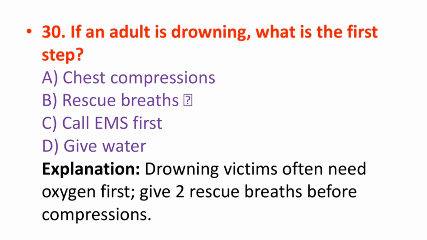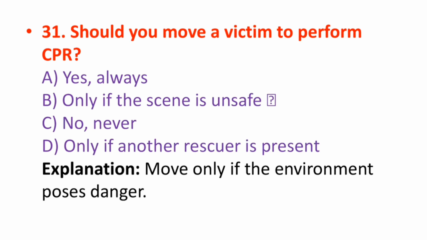If an adult is drowning, what is the first step? Option A, chest compressions. Option B, rescue breaths. Option C, call EMS first. Option D, give water. The correct answer is option B, rescue breaths. Drowning victims often need oxygen first. Give 2 rescue breaths before compression.